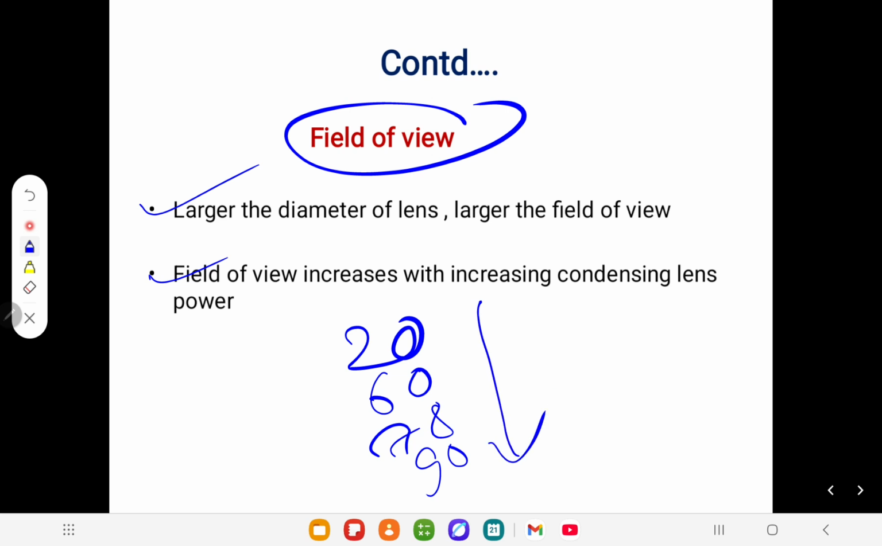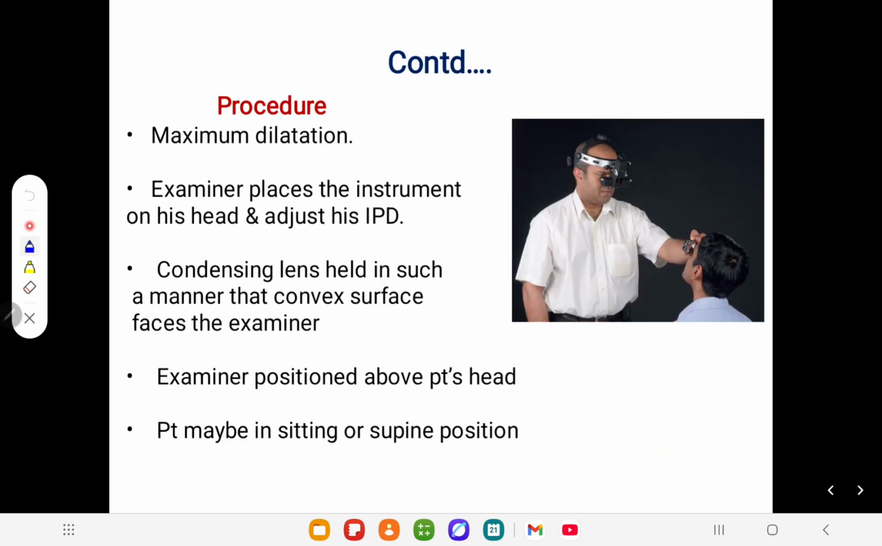At the same time, if we want to increase the field of view, we have to take a larger diameter lens, then larger again, and 90 diopter is the smallest in diameter because 90 diopter already has a larger field of view because of its high power and less magnification. So the procedure is: minimum dilatation.